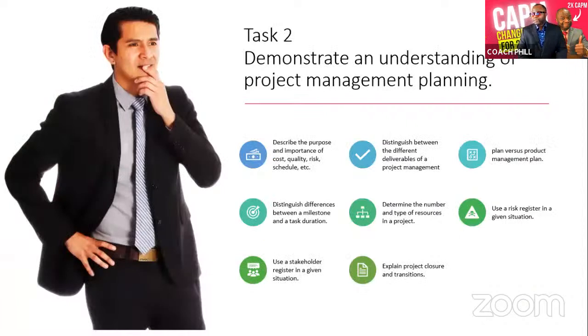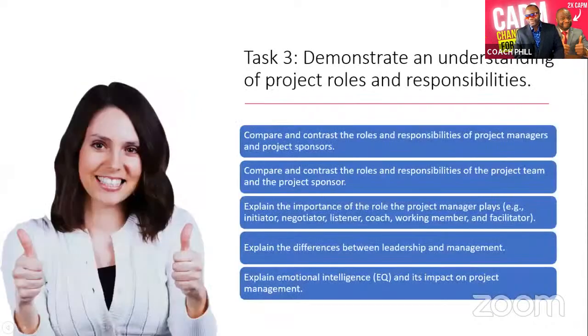Task 2, demonstrate an understanding of project management planning. So we have describe the purpose and importance of cost, quality, risk, schedule, and all that. Distinguish between deliverables of a project management plan versus product management plan. Distinguish differences between a milestone and task duration. Determine the number and type of resources in a project. Use a risk register, use a stakeholder register, and explain project closure and transitions. So if you've been reading the 6th edition, you're golden.